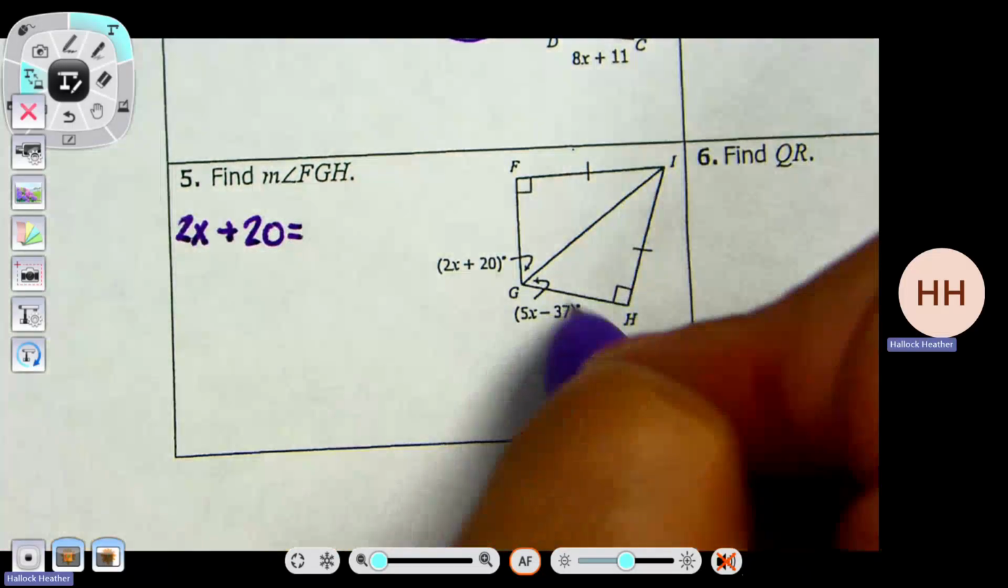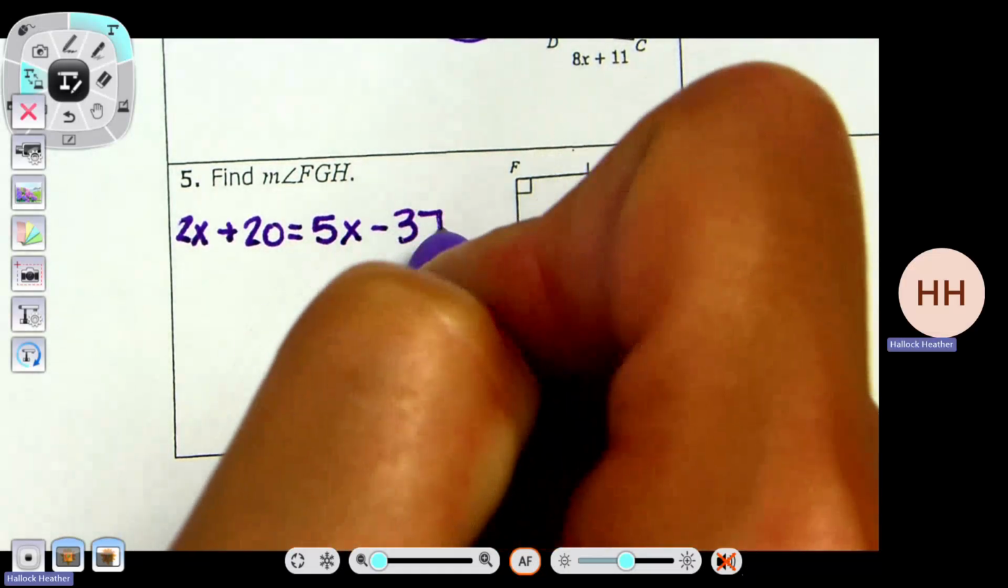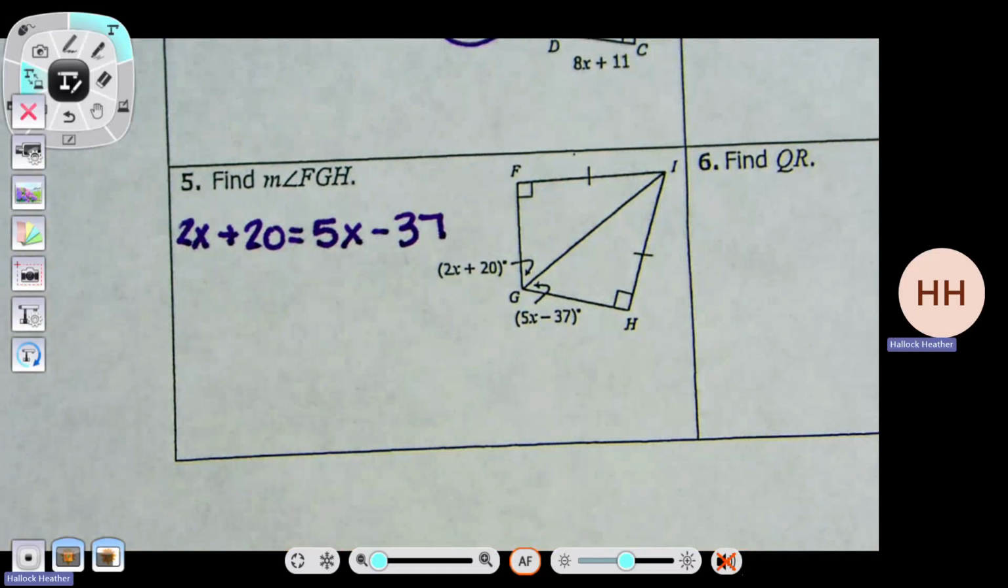Same process. It is the first day back. I did this on purpose, something easy for your small brains. Solve for X. And then you've got to plug it in somewhere.